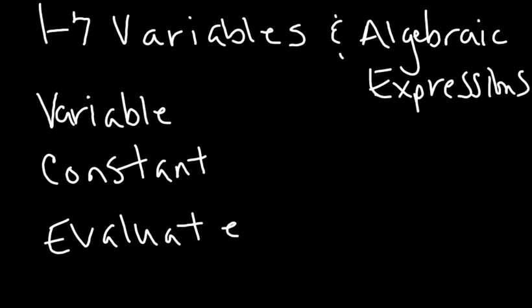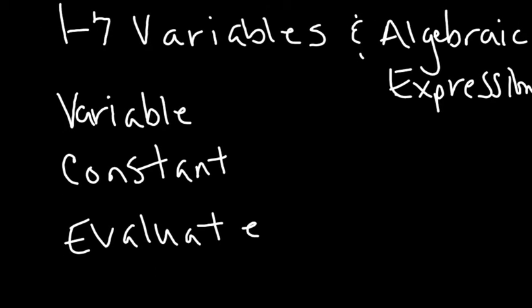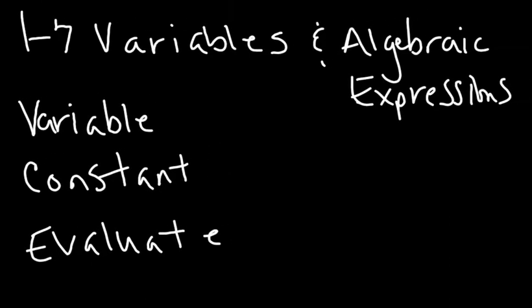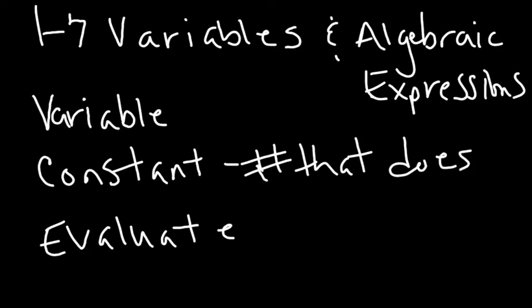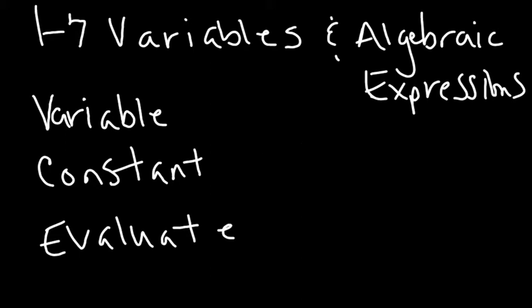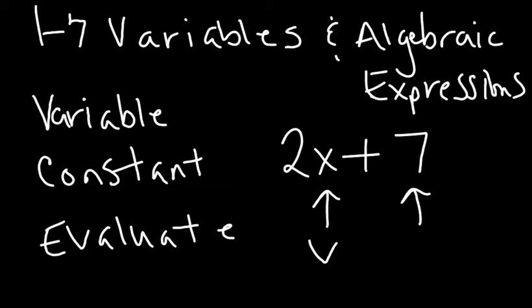Constant is just a number that doesn't change. It's constant. That makes logical sense. So constant is a number that does not change. It stays the same. So, if you have an algebraic expression like 2x plus 7, x is the variable, 7 is the constant.